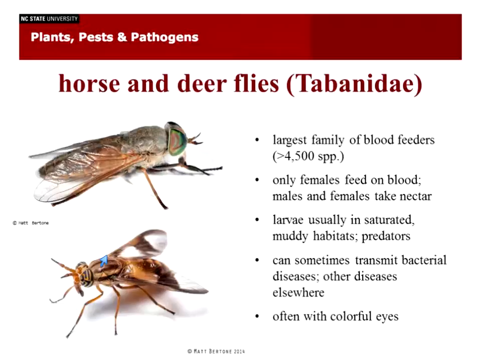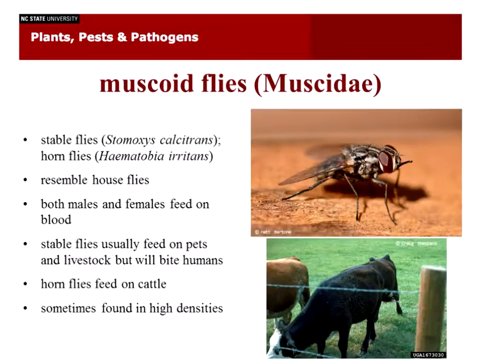Now, often these have very colorful eyes. You can see this deer fly has very nicely patterned eyes, as does this greenhead, what most people call them at the beach. But again, they're very painful biters. They've got very large mouth parts, very sharp mouth parts, and they will basically make a very large wound where they can access the blood. Very annoying, very beautiful though, I think.